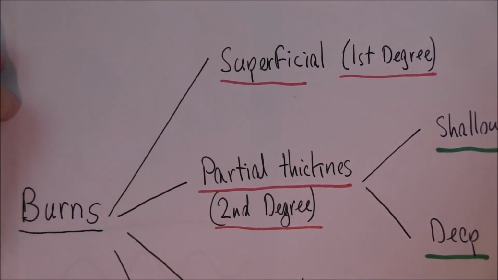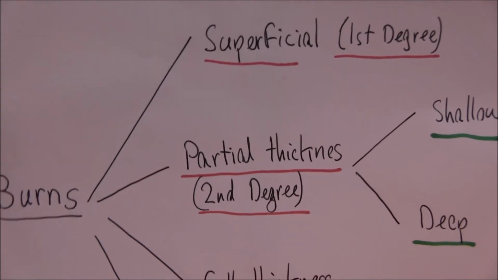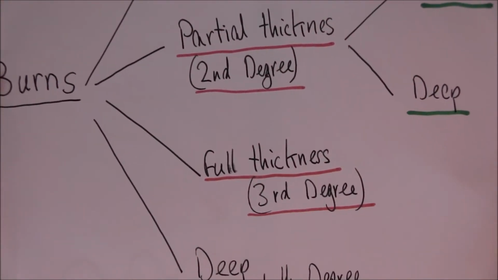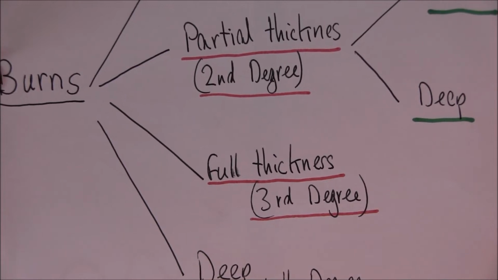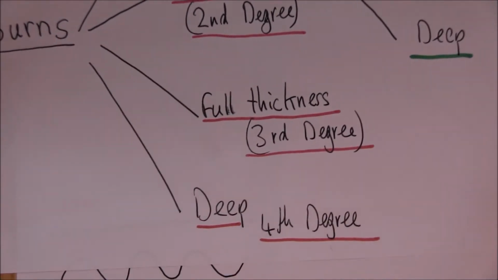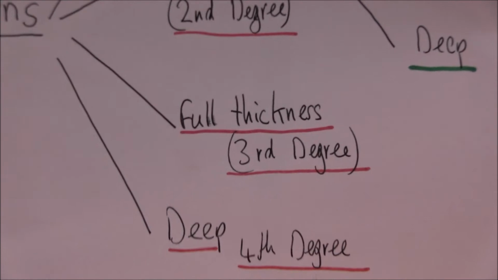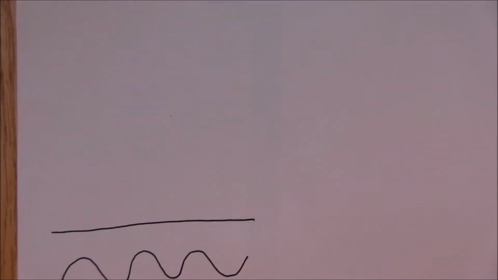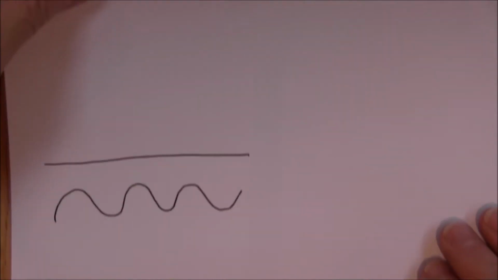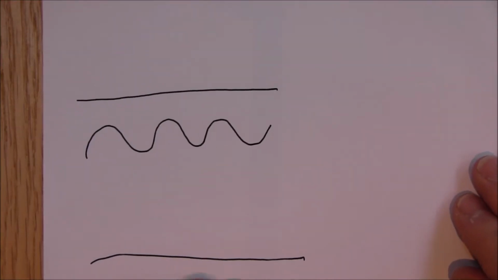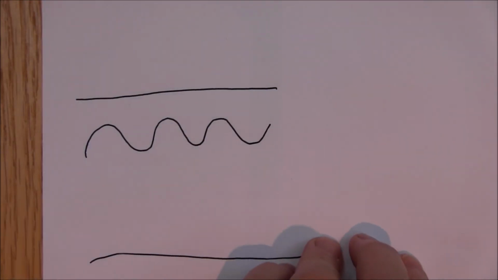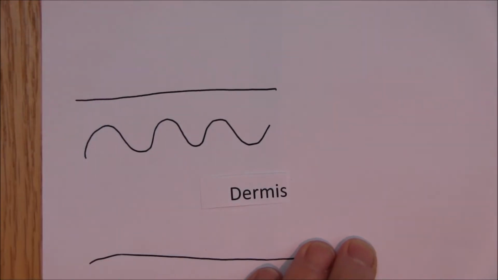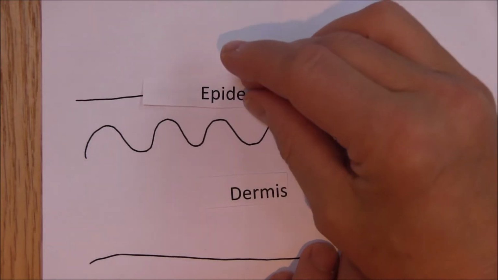Well, here we have our overall classification that we've been using. First degree, superficial burns affecting the epidermis. Partial thickness burns, second degree burns going into the dermis. Full thickness and deep. So we want to look at the partial thickness in this clip. So as usual here we have the diagram of the skin to orientate ourselves. We have the dermis here and the epidermis on top.